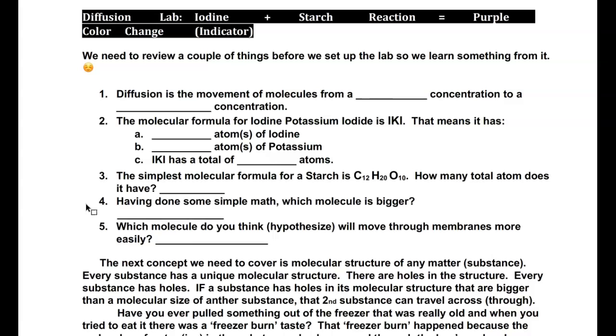Having done some simple math, which molecule is bigger? Now that you've done the math, it's pretty easy. Most of you know the alligator points to the 42 and away from the 3. So which one is larger? Starch. Number 4 would be starch. Which molecule do you think, or hypothesize? When we say think, what we really mean in science is hypothesize. So which molecule do you think will be able to move through a membrane more easily? Whatever you think, you put there.